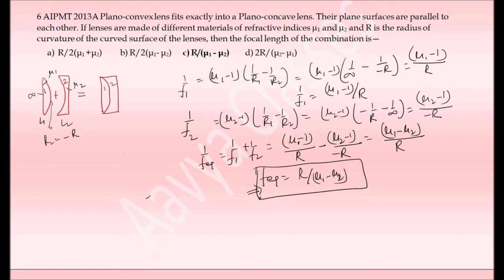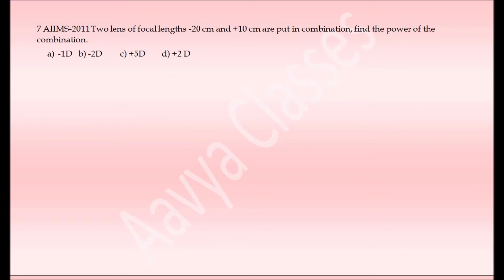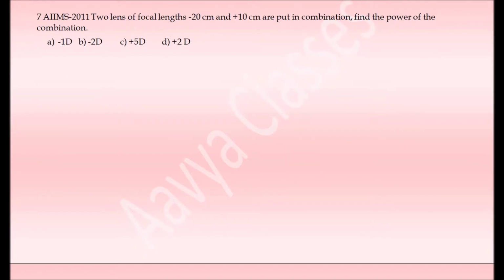Now we will move to the next problem, and this problem I have picked from AIIMS 2011. Two lenses of focal length minus 20 centimeter and plus 10 centimeter are put in combination. Find the power of this combination. So it's given here that P1 you have to calculate. So f1 is equal to minus 20 centimeter. Clearly it's a concave lens.